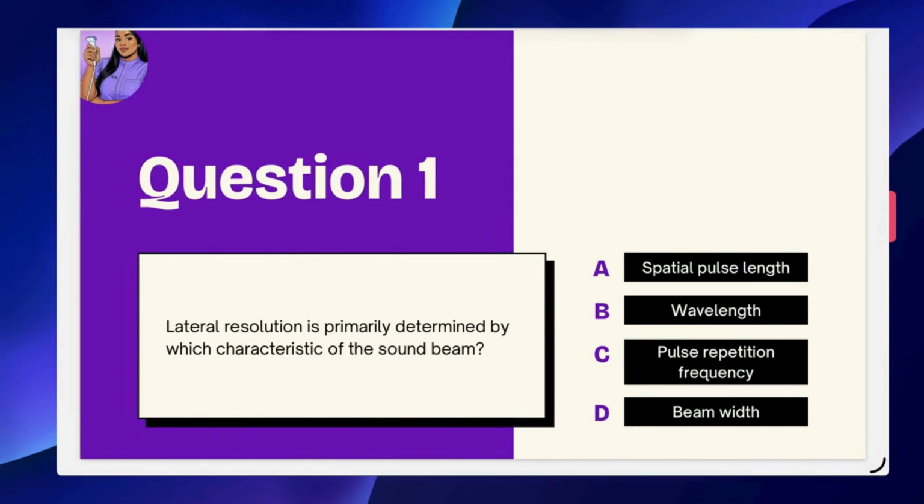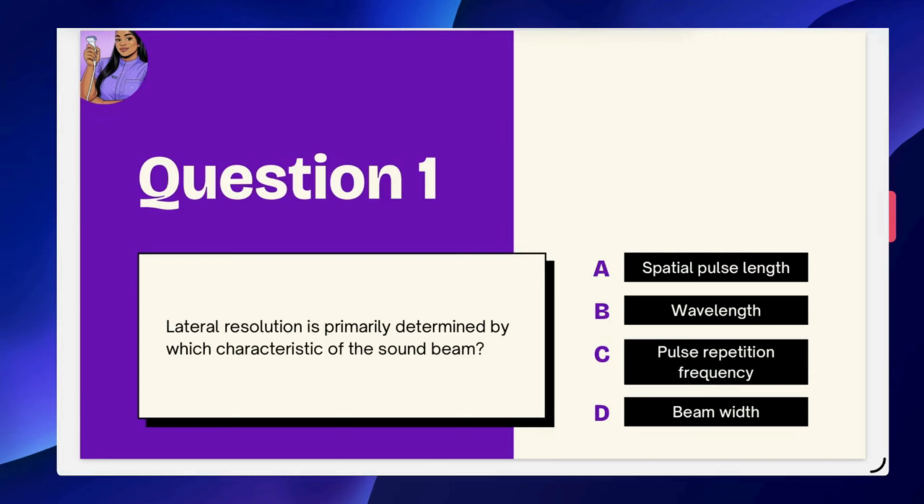All right, so this question says lateral resolution is primarily determined by which characteristic of the sound beam? Is it A, spatial pulse length, B, wavelength, C, pulse repetition frequency, or D, the beam width?